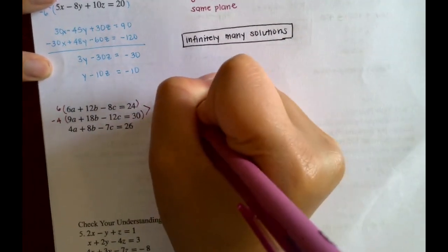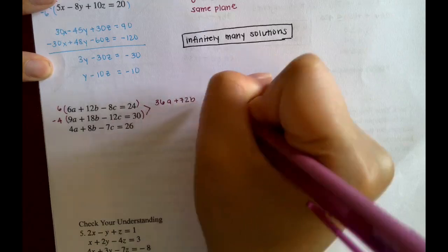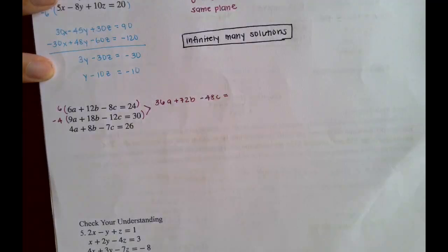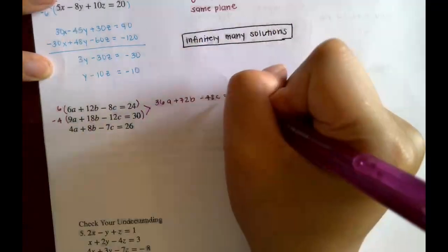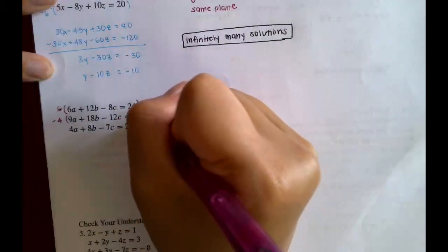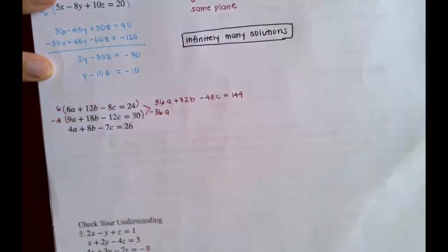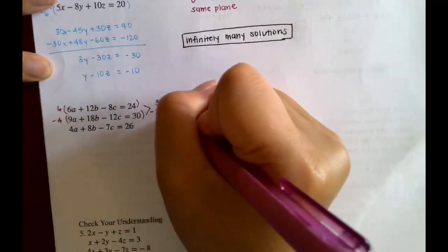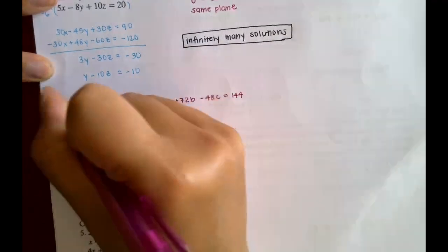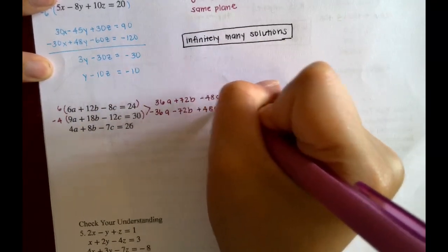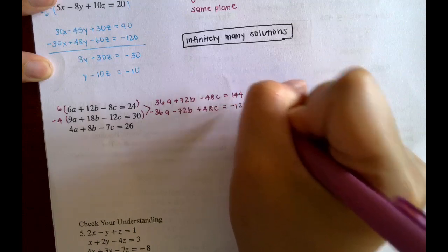So this becomes 36a plus 72b minus 48c equals 24 times 6 is 144. Bottom one here, negative 36a, 18 times 4, this is going to be negative 72b. Negative 4 times negative 12c is 48c. And this is negative 120.